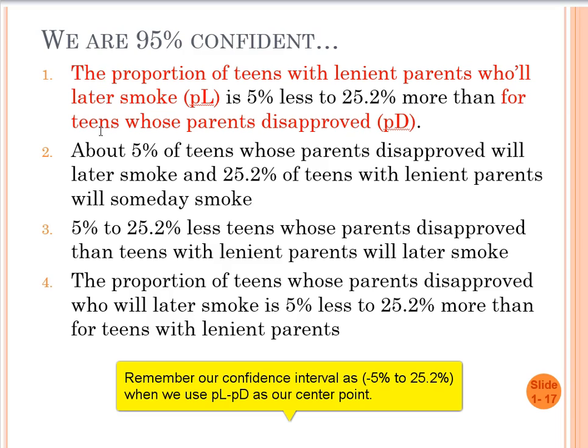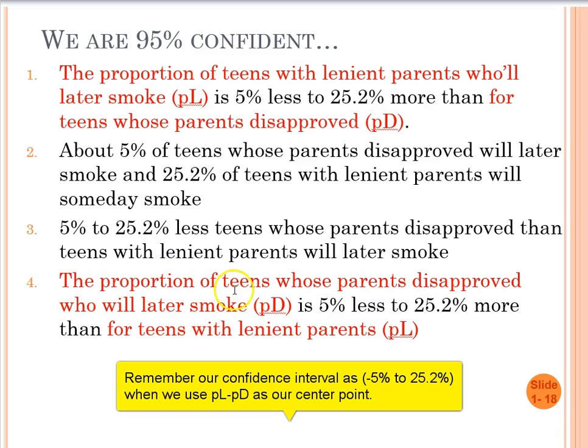But let's go through and make sure that none of the other interpretations are correct. If you look at this 4th interpretation, again, we're looking at the proportions and we're saying less and more. And you can see that here we have the proportion of teens with disapproving parents, that's our PD, is 5% less to 25% more than PL. That's in fact the complete opposite of what our confidence interval says. This is what would happen if we were to reverse the order of them and incorrectly interpret them.